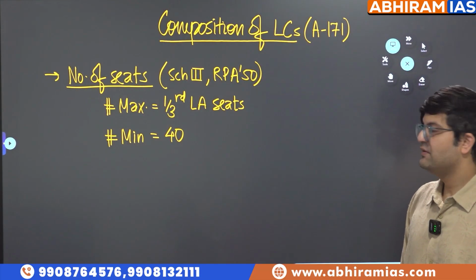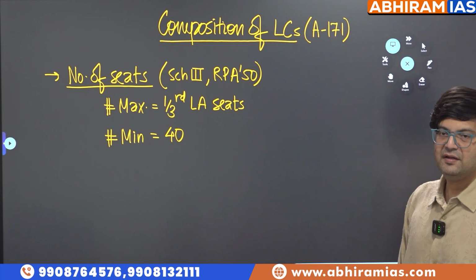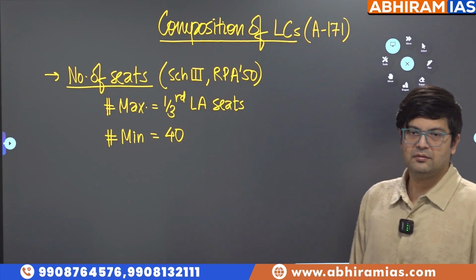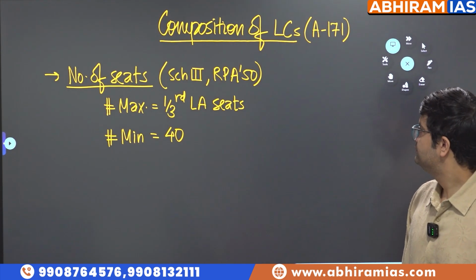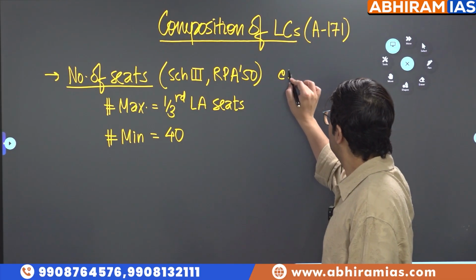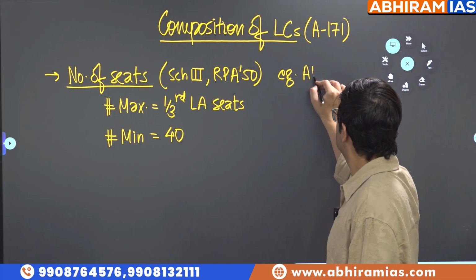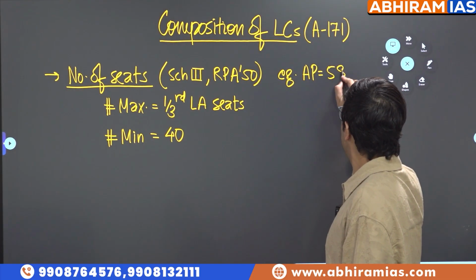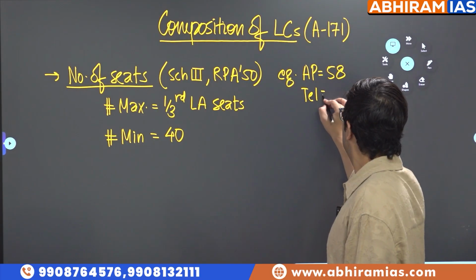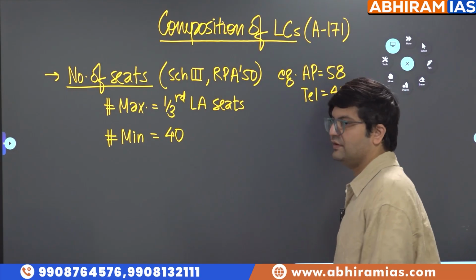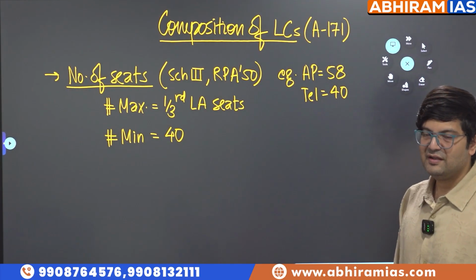So maximum can be 1/3 of your LA seats. Minimum has to be 40. For example, Andhra Pradesh has 58. Telangana has 40 seats. Again, UP has the highest, 100 seats.